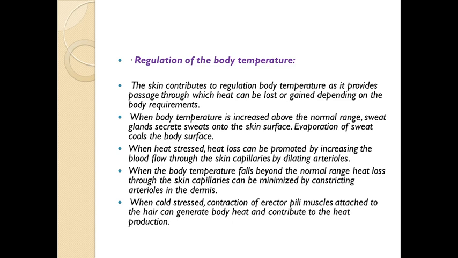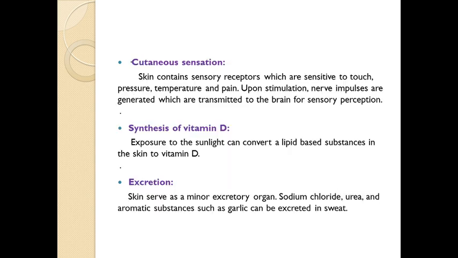When cold stress, that means when the body temperature falls too much below the normal range, contraction of erector pili muscles attached to the hair can generate body heat and contribute to heat production. So contraction of erector pili muscles means actually the erection of the hairs of the body. So by that heat can be generated and heat production happens. Then cutaneous sensation. Skin contains sensory receptors which are sensitive to touch, pressure, temperature, and pain. Upon stimulation, nerve impulses are generated which are transmitted to the brain for sensory perception. So simply cutaneous sensation means the sensory function of the skin.